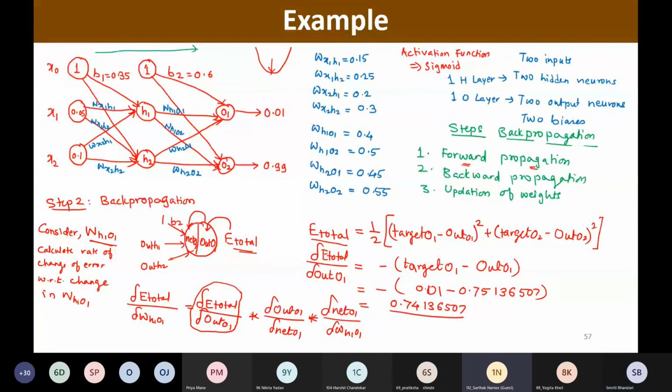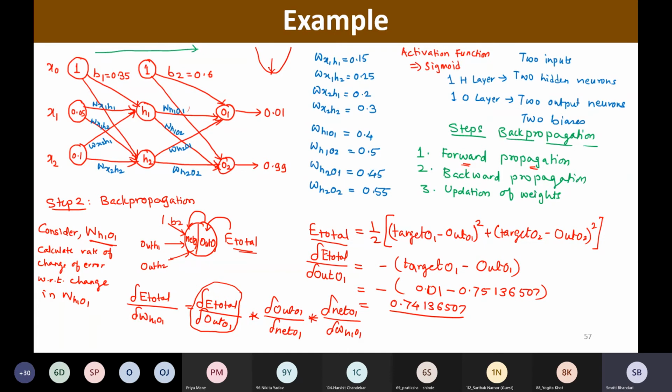But here we can also consider the target O2 minus out O2. Yes, we are going to do that also. I am simply demonstrating only the one step, how to modify the weight of this link. Okay, I got it. So the same thing we are going to repeat for everything, for the output of O1 as well as for the output of O2. Right now, for the sake of understanding, I am considering only one weight, this WH1O1, and how to update it. That's all.